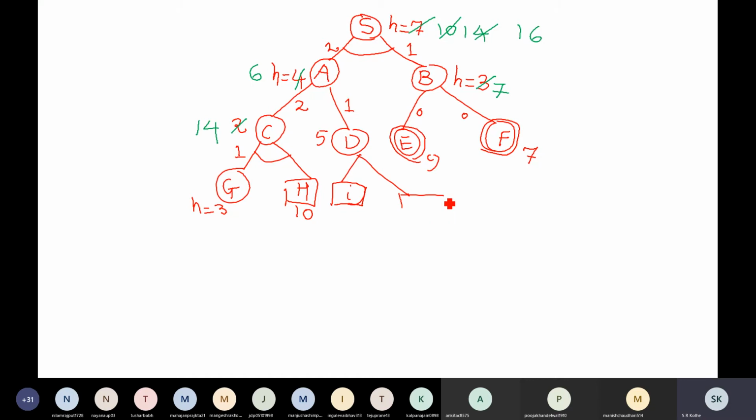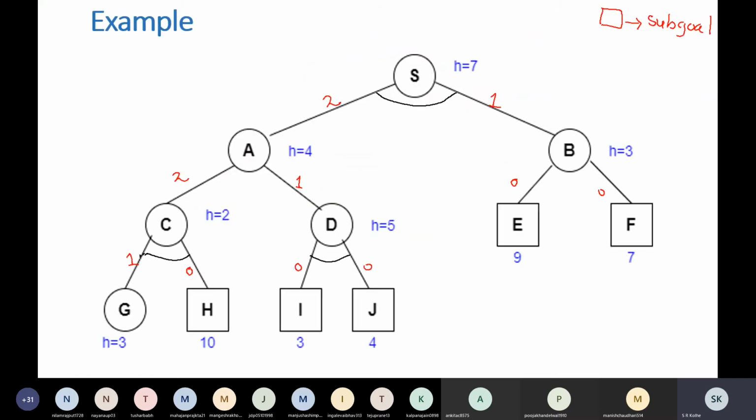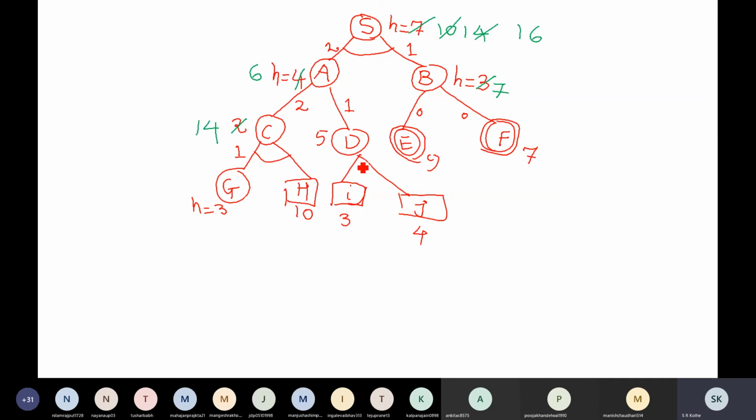I and this is J, cost 3 and 4. And what type of node it is? It is AND. Yes, it is AND. Now, label I and J as solved. Recompute the cost.